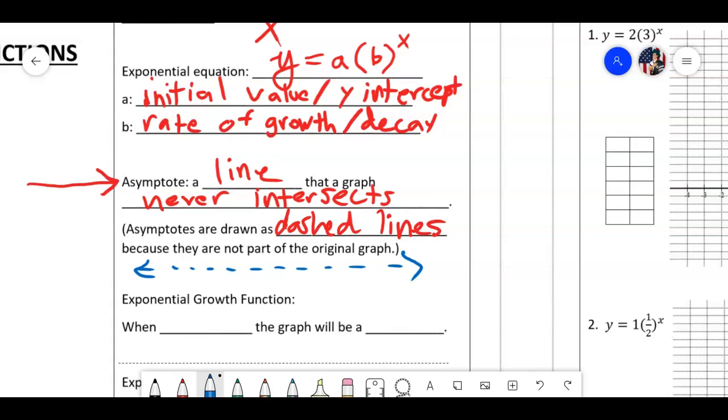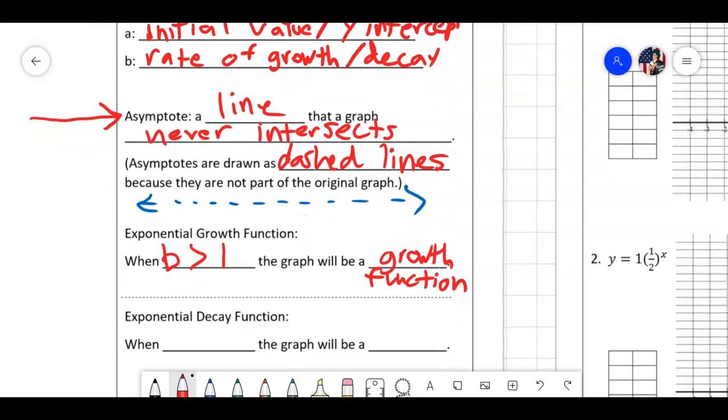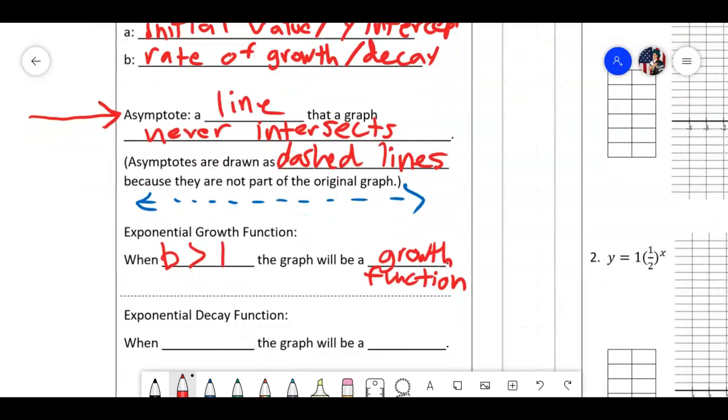So now, exponential growth. When b, your growth factor, is greater than 1, the graph will be a growth function. When b is greater than 1, okay, so anything greater than 1, it could be 1.001, that's still technically exponential growth.